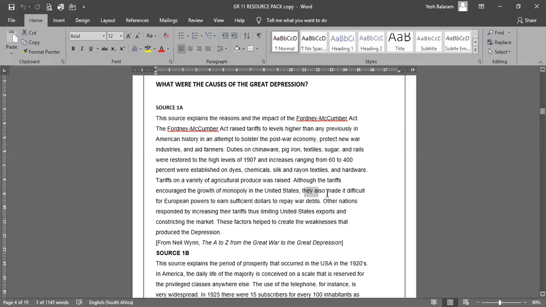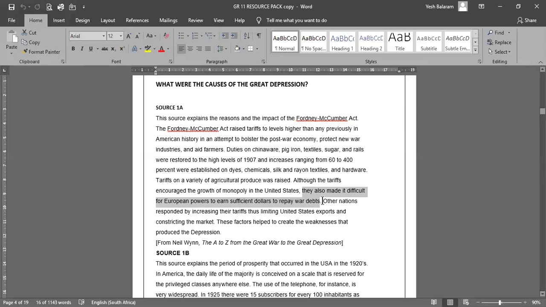The effect of this was it made it difficult for Europeans to earn sufficient dollars to pay war debts. You will remember that many European countries had borrowed money from the United States during the First World War. They needed it for weapons, for their soldiers' uniforms, for food, etc. Now they needed to repay that war debt, but their countries could not improve economically because the United States basically prevented them from improving their economies.